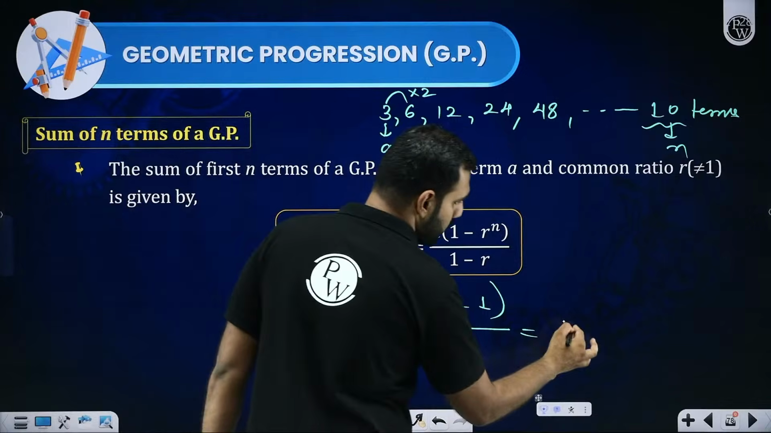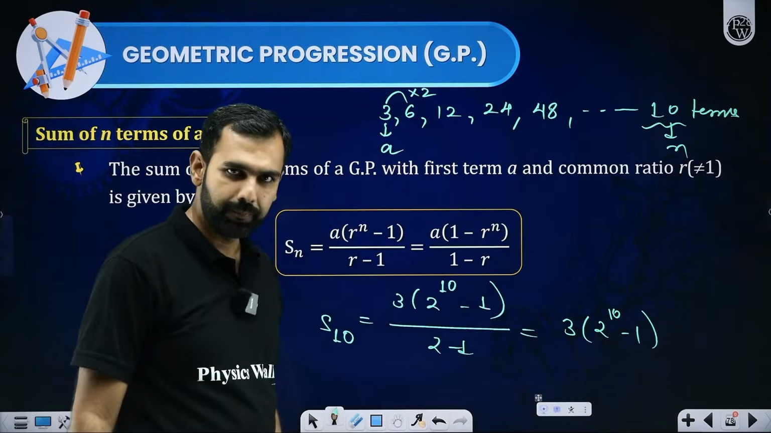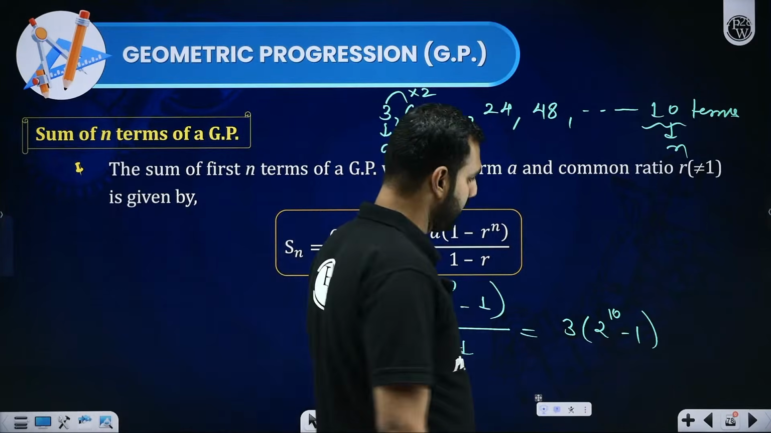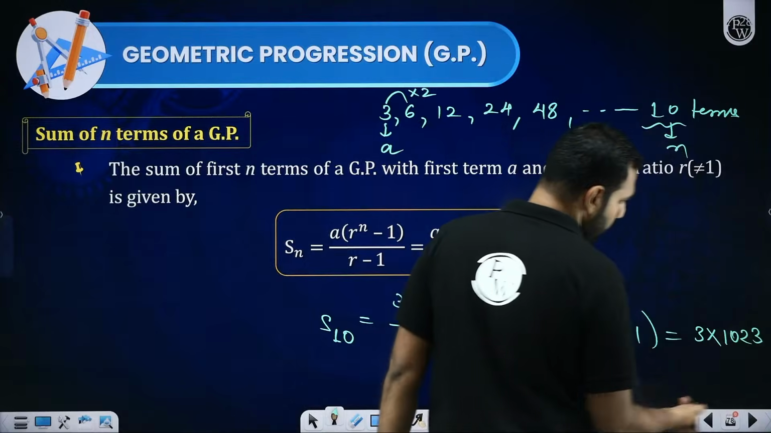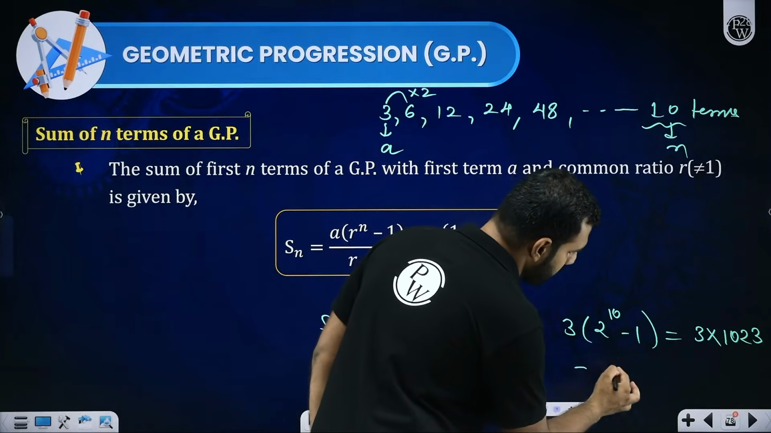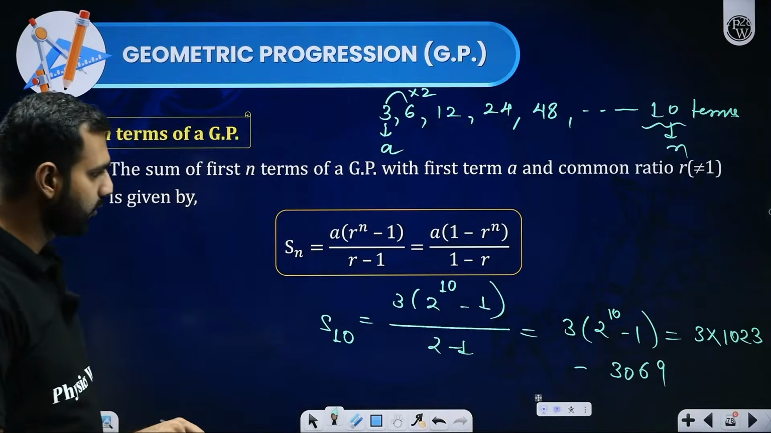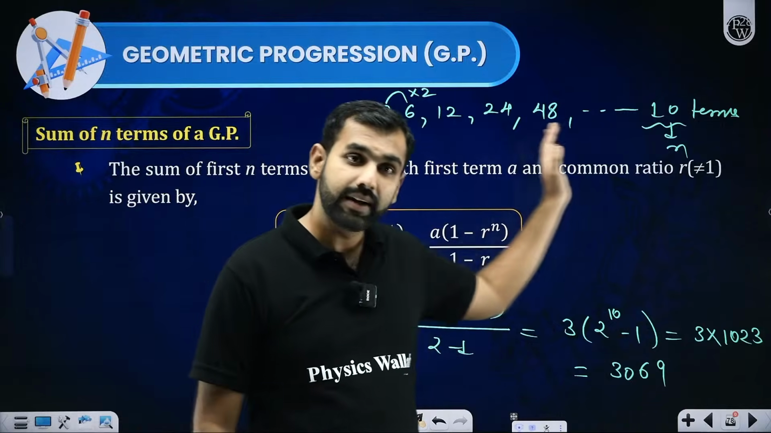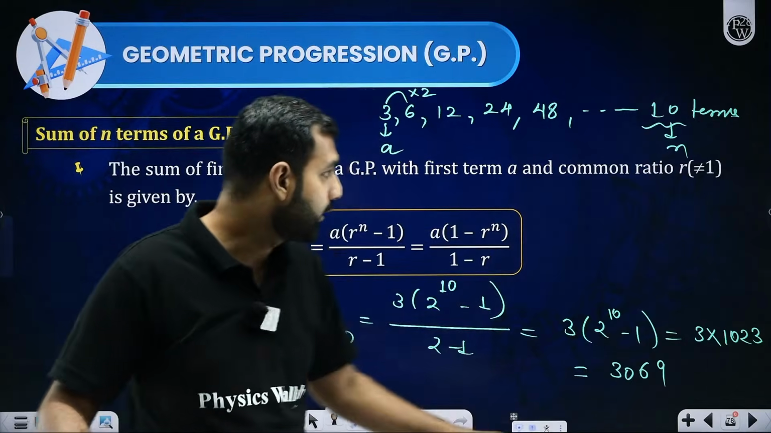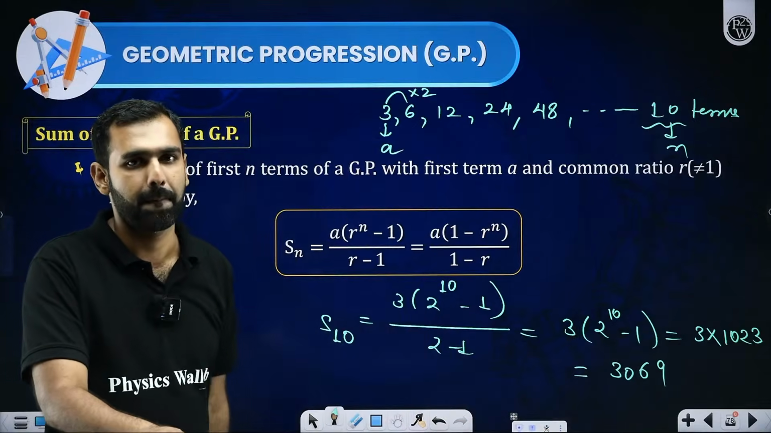So your answer will be 3 times 2 to the power 10 minus 1. 2 to the power 10 is 1024. 1024 minus 1 is 1023. So this is 3 into 1023, which you all can easily evaluate, will be 3069. I hope I'm correct. So that's your final answer. So if you are supposed to add these 10 terms, you really don't have to do it manually. With this formula, you can do it within seconds.